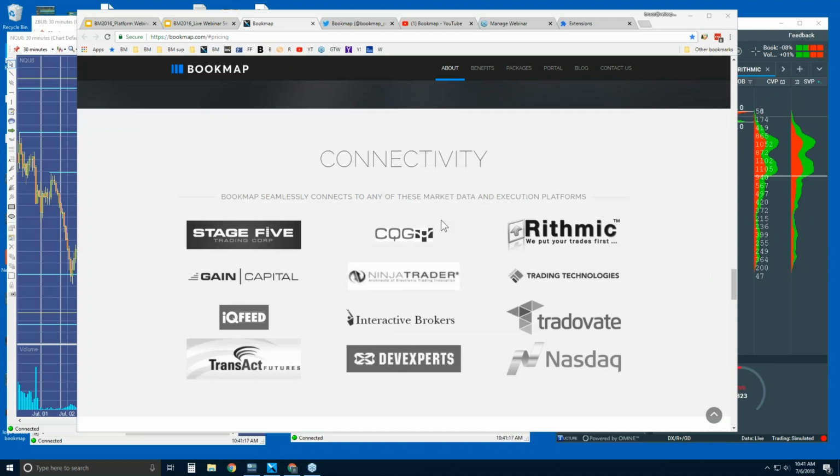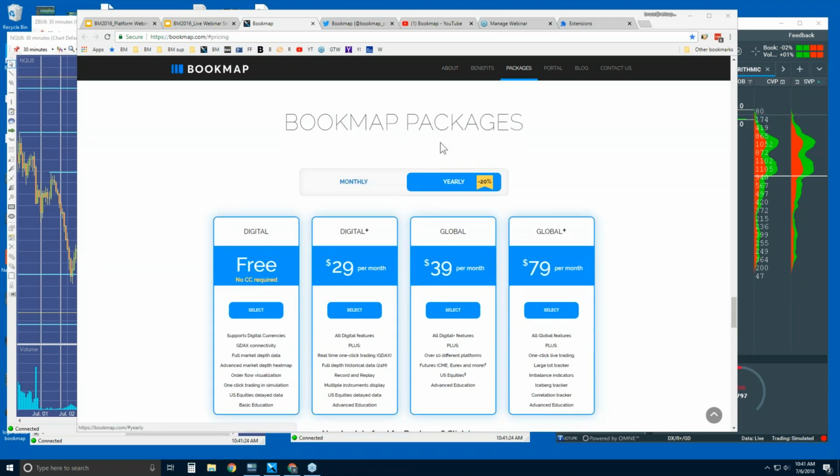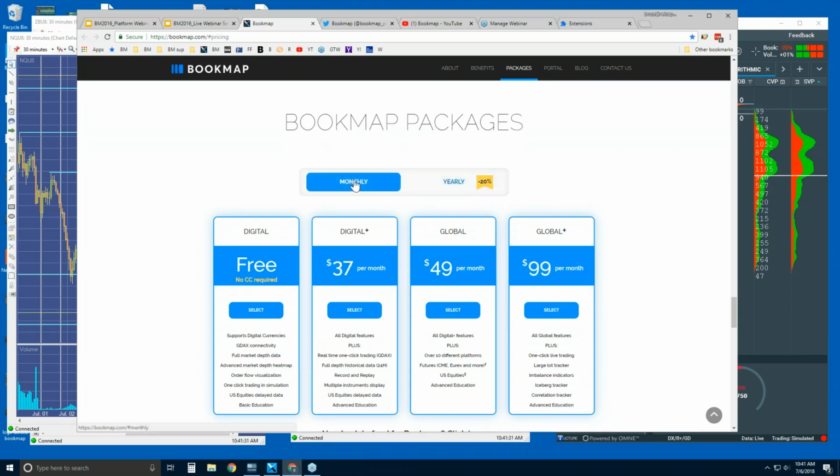So now we've answered what is Bookmap, how to connect it, and then how to get it is the next one. Okay, so these are the different packages here. You can subscribe yearly for a 20% discount, or you can subscribe monthly here. All right, now the different versions are down below. Digital versions and global versions, and let me explain.